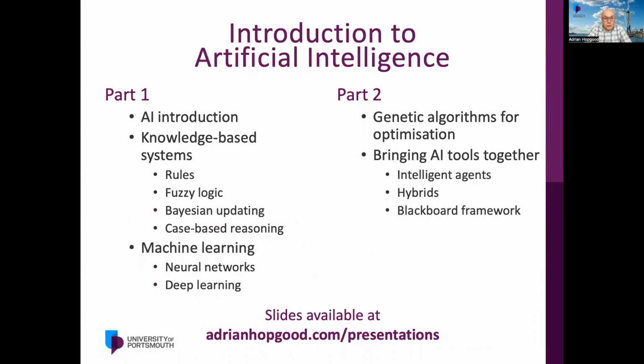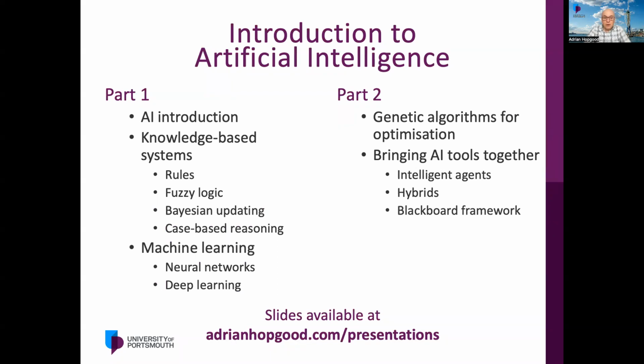The presentation will be in two parts. In the first part, I will introduce artificial intelligence. I'll then go on to describe knowledge-based systems, which are a very explicit, textual, logical way of representing knowledge and expertise in a computer system. I'll then move on to talk about machine learning, which is a data-based approach, learning patterns in data. And the main technique there is neural networks. And then I'll also move on to describe deep learning, which is essentially large neural networks.